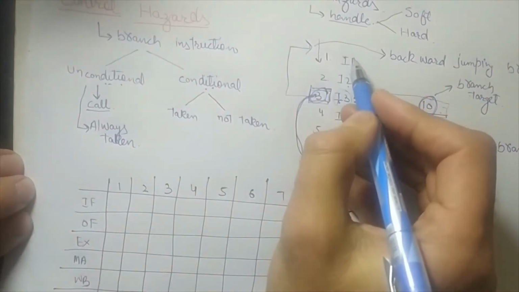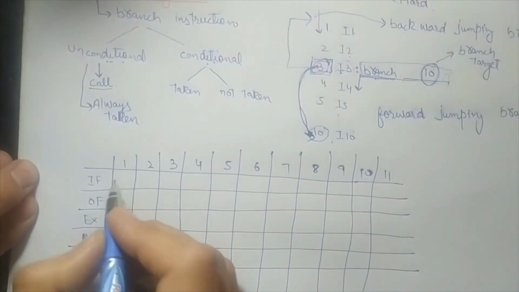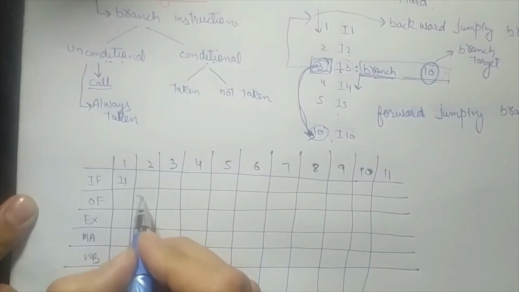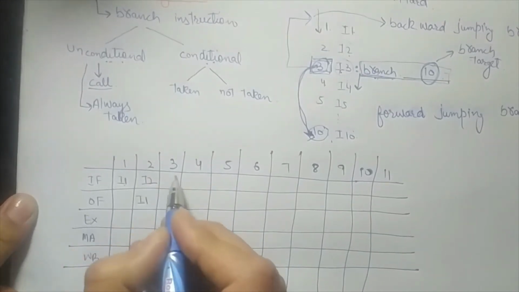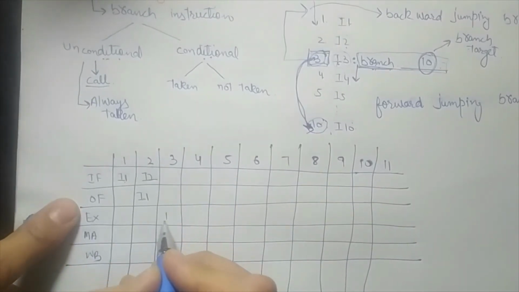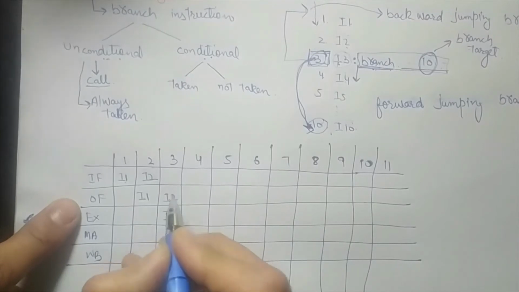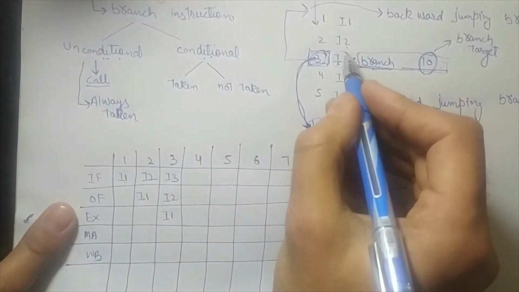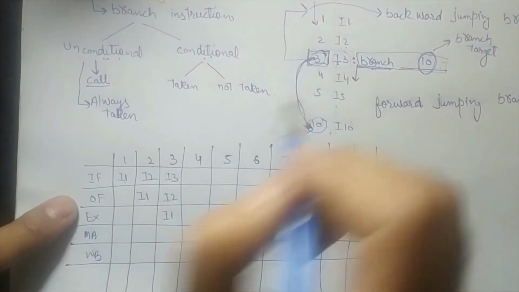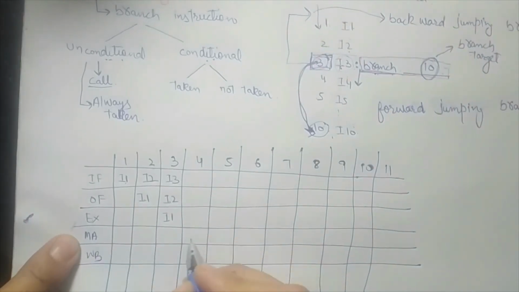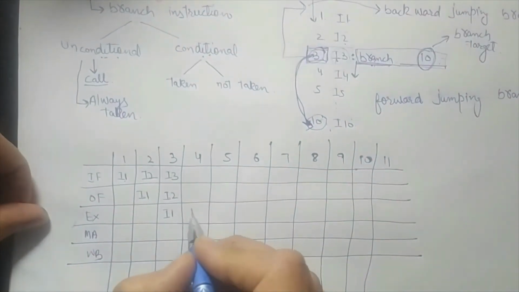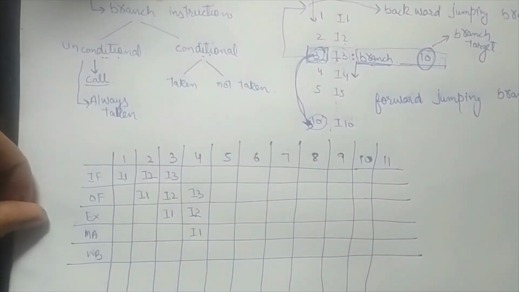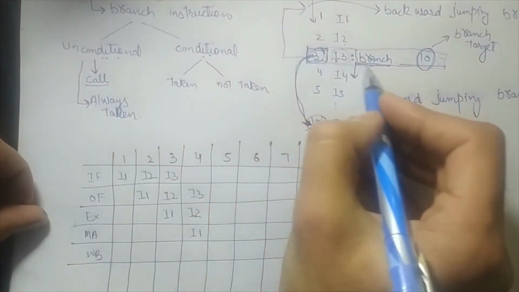So what will be the first instruction? I1. So what will happen in cycle 1? I1 will be fetched. Now in cycle 2, I1 will move to operand fetch and I2 will be fetched. In cycle 3, I1 will move to execute, I2 will move to operand fetch, and I3 will be fetched. Now I3, we know I3 is a branch instruction. So in the fourth cycle, I1 will come to memory access, I2 will come to execute, I3 will come to operand fetch. Okay, so we know this I3 is a branch instruction.